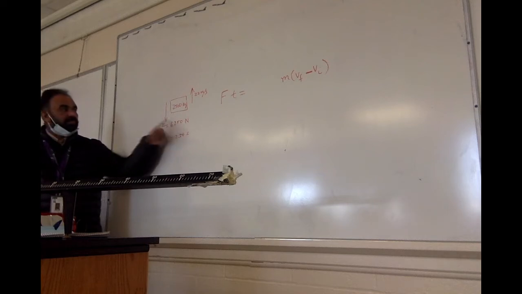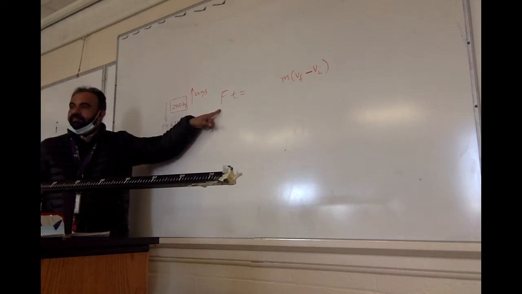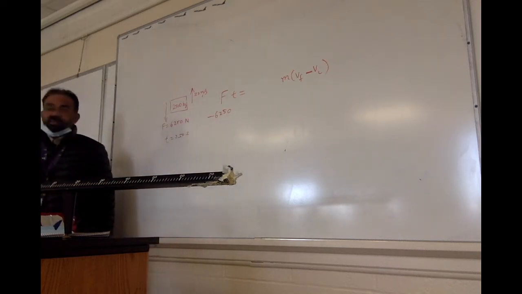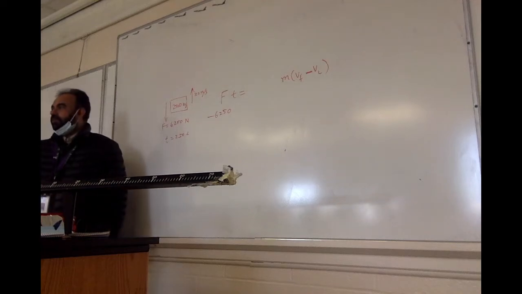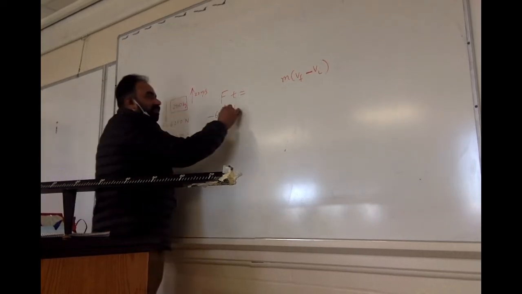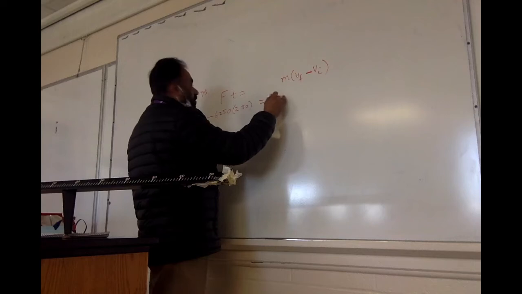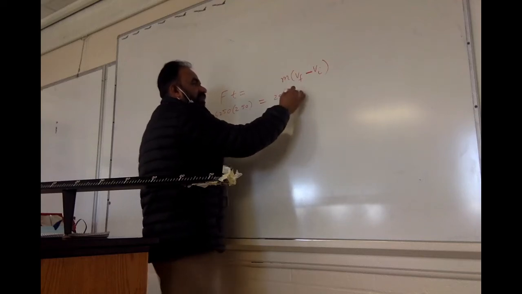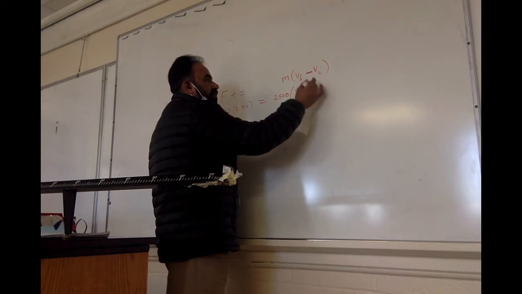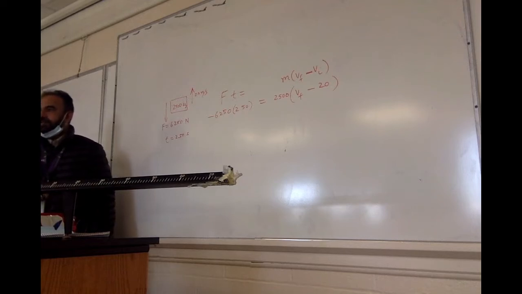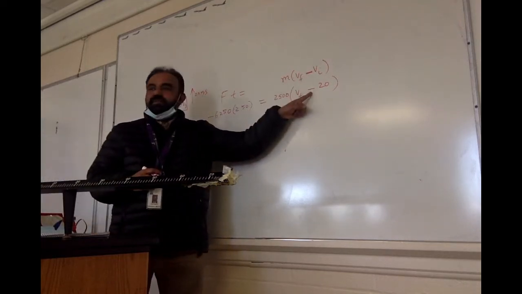Substitution time. How much is force? 6,250. It is negative 6,250. Now, if you fail to put the minus sign, then what's the point in drawing an arrow downward? That is why everybody was wrong. So this force times 2.50 seconds is equal to mass 2,500 times VF, which we want, minus VI. VI is a positive 20, right? So this minus sign is the same as this minus.